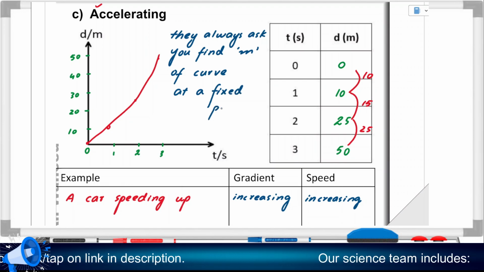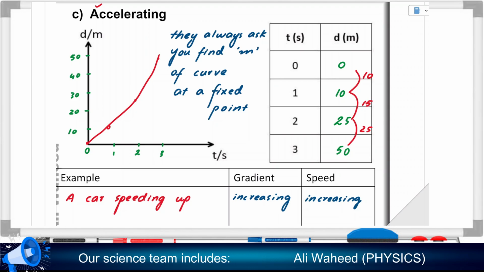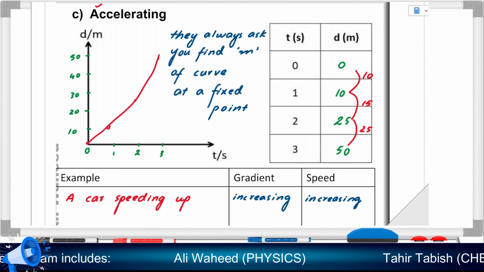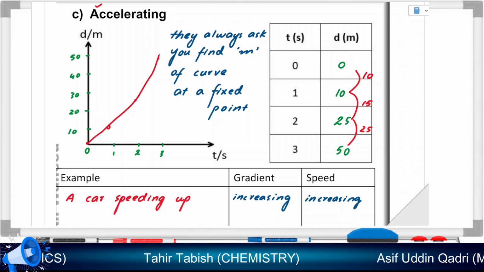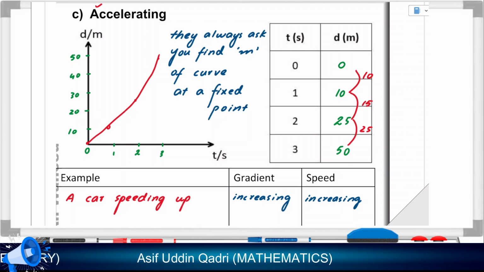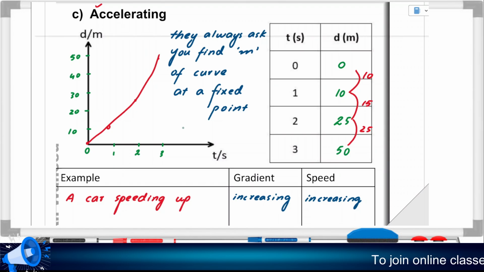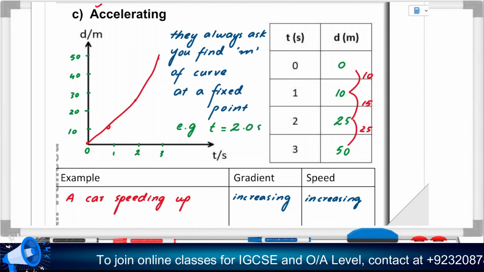So they're never going to ask you a general question, find the gradient of the graph, when the graph is a curve. That never happens. If they ask you to find the gradient in this case, they would specify the point at which they want you to find the gradient. For example, the question could be, find the gradient of the curve at t equals 2 seconds.